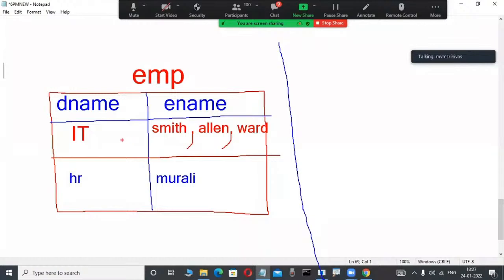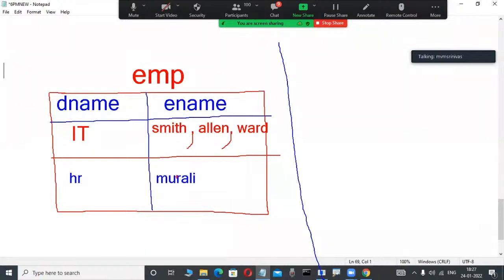Why? Because in any relational data model product, data is represented in the format of a table, and tables also implement some rules. What is that? In this table, this is a cell, this is another cell, this is another cell. But every cell has a single value. Suppose here IT is a single value, there is no problem. Again, HR is a single value, there is no problem. Murali is a single value, there is no problem. Data in each column should be atomic. That is a rule.